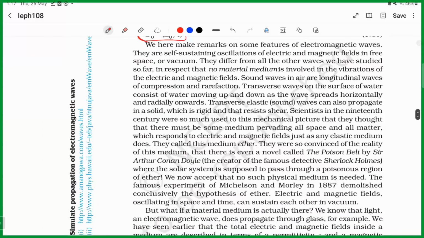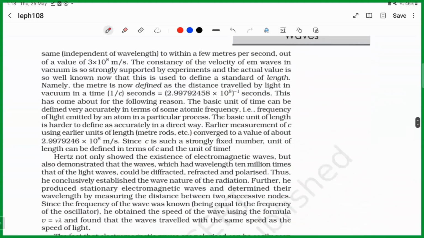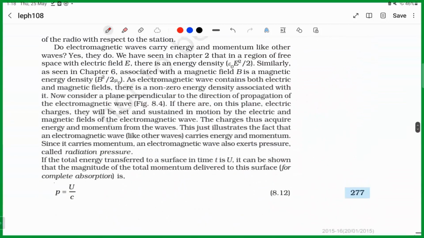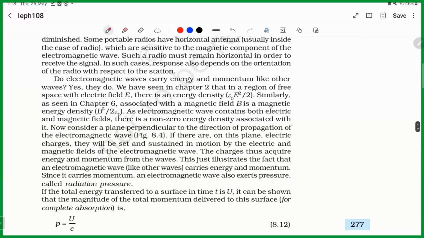Now if we go a bit down, we find the energy density of an electric field. Basically, the energy density of an electric field is given by half epsilon naught E squared. Remember, energy density is energy per unit volume. Similarly for a magnetic field, it is half times 1 by mu naught times B squared. You see the similarity in the form, right?